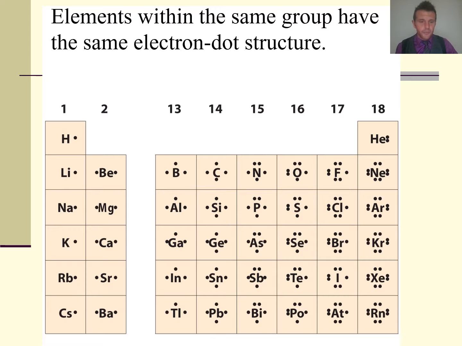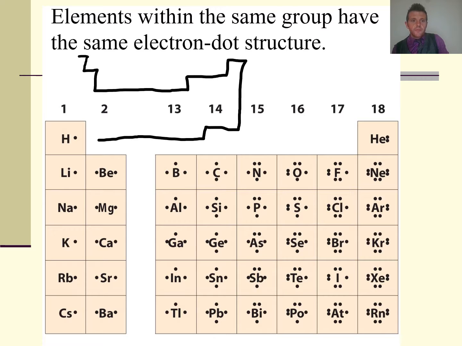Important things to remember. In order to predict if something is going to be a cation or an anion, if it's going to gain electrons or lose electrons, we need to know how many valence electrons something has. These are just columns out of the periodic table. I know this looks a little goofy when it's presented this way, so what I'm going to do is turn it into something that makes a little bit more sense.